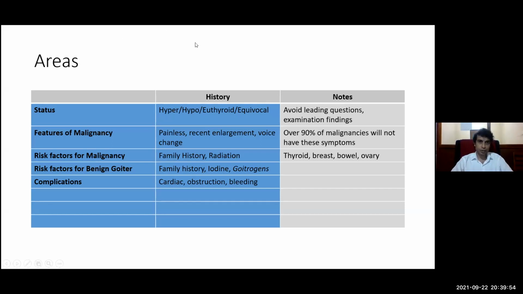Okay, we can have a show of hands. Who thinks that? The question is, what is more likely to cause obstructive symptoms by pushing on the trachea? Is it a benign multinodular goiter? Hands up, people who think it's a benign multinodular goiter.